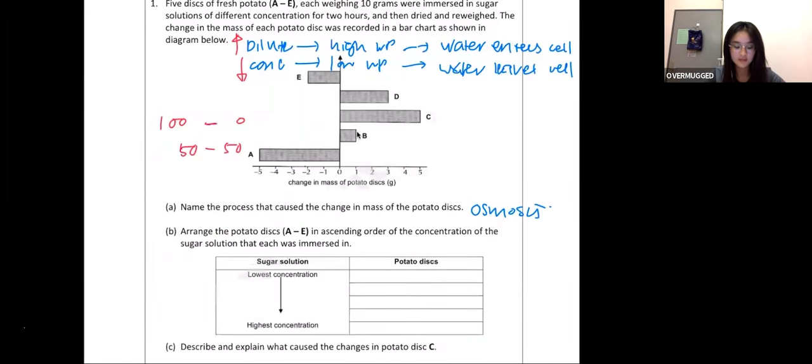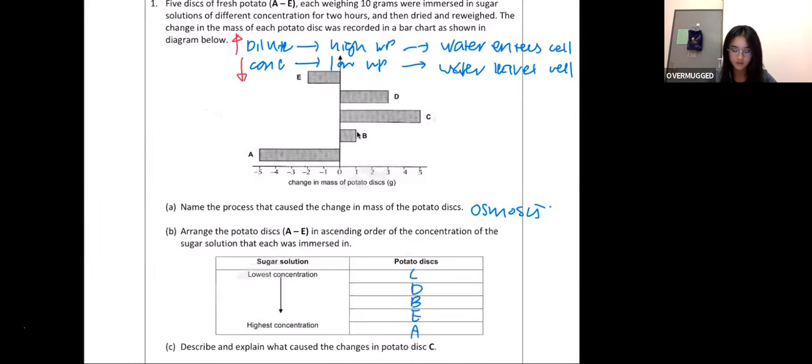But if the difference between two solutions is, let's say, only 10 and 0, how many molecules must move across to make it equal? Only 5, okay, to make it 5-5. So the more concentrated it is, or the more dilute it is, the more movement. So the correct answer for part B should be C, D, B, E, A.